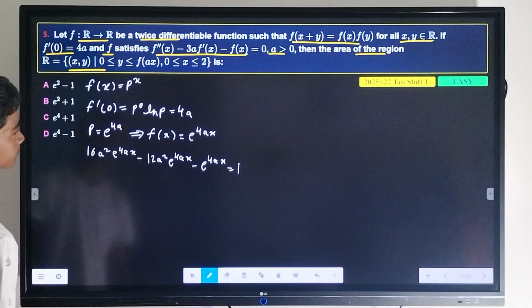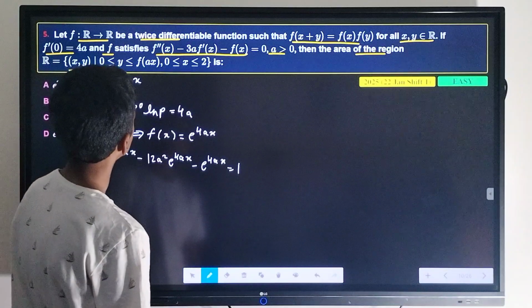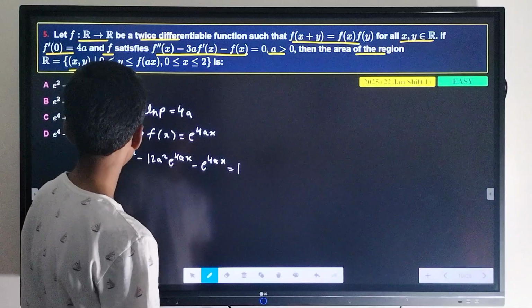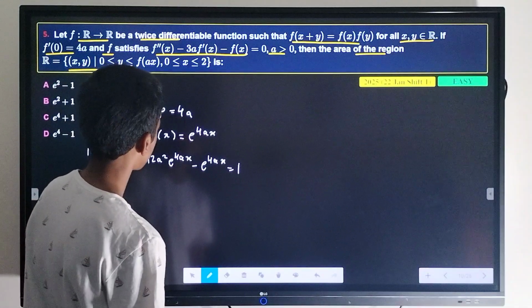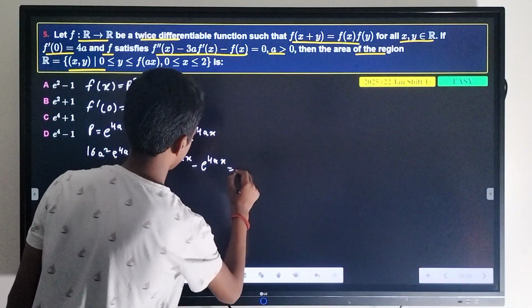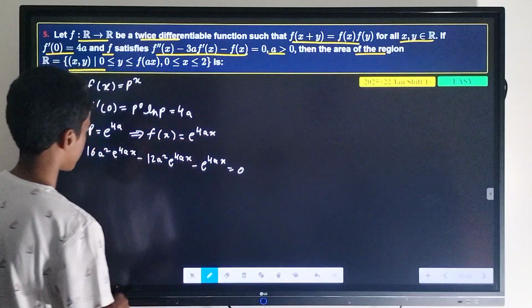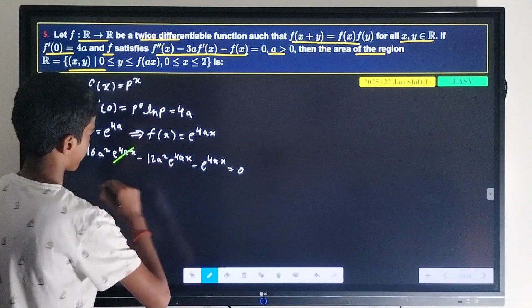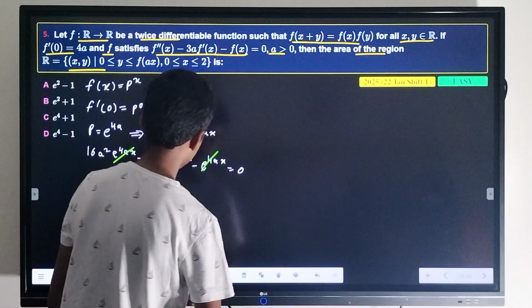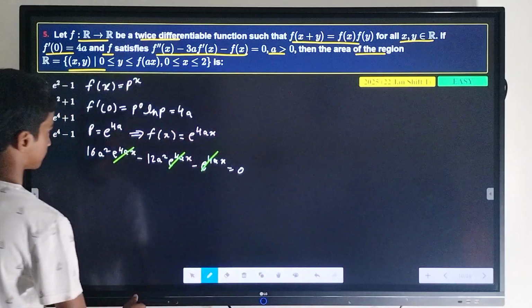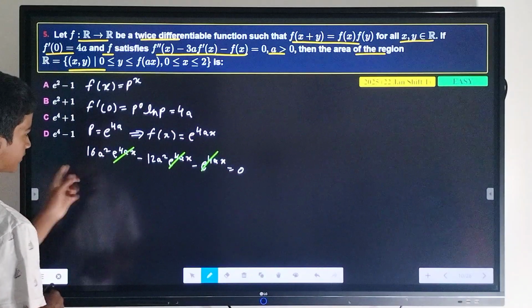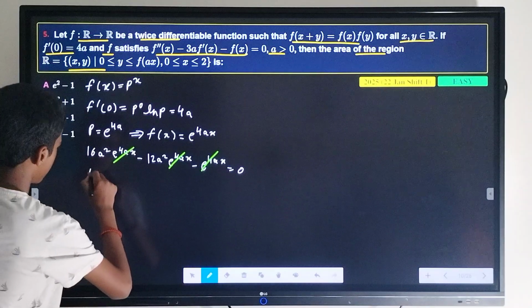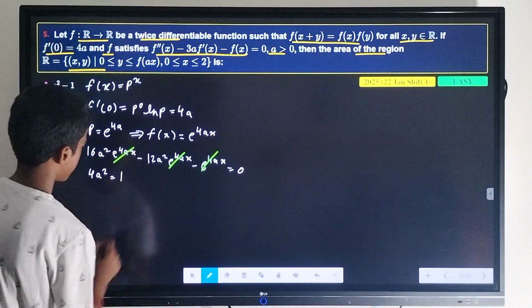Please wait a minute. 16 minus 12 is equal to 0. So from here our e raised to power 4ax will get cancelled. We will take it to the right hand side. So from here we will get 4a square is equal to 1.